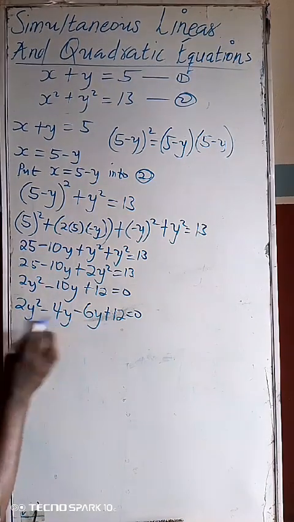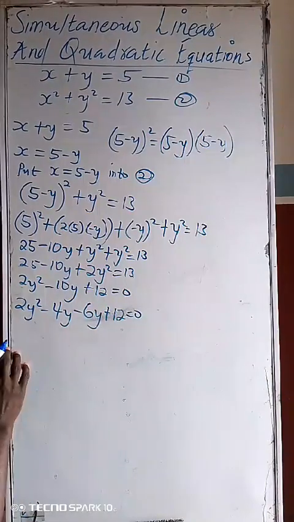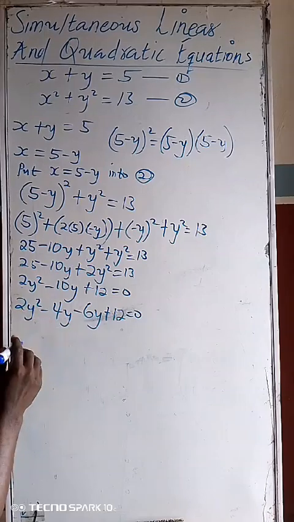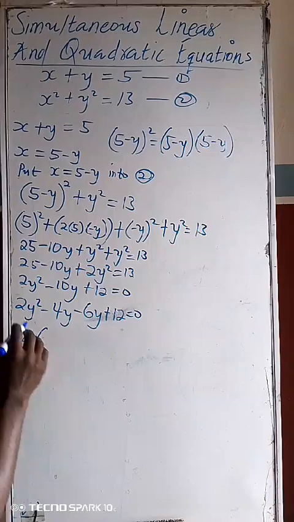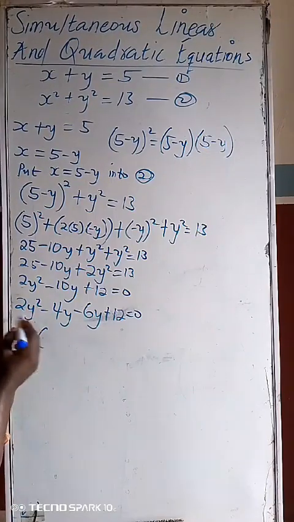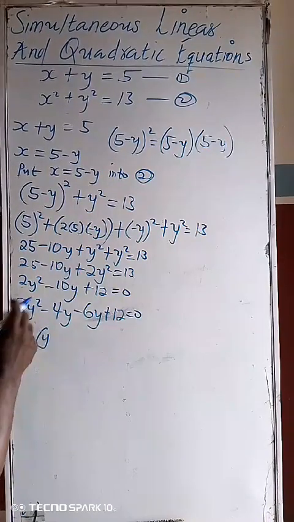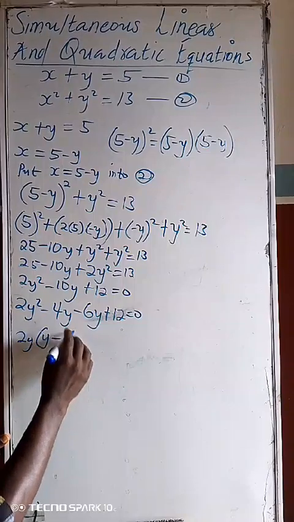So here, this and that one group, this and that one group. So let's keep moving. What is common here? I can see 2 is common, and then y is also common. So when I factorize 2y, here will be y, so that when I multiply, I'll get back 2y squared. Minus, factorize this, left with 2.